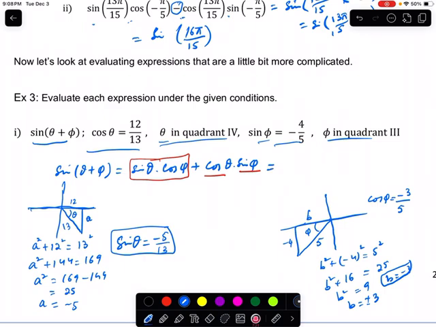Now we come here and plug in. So this becomes sine of theta, which is negative 5 over 13, times cosine of phi, which is negative 3 over 5, we just found it, plus cosine of theta, which is 12 over 13, times sine of phi, which is negative 4 over 5. Simplify this. So I get 3 over 13.